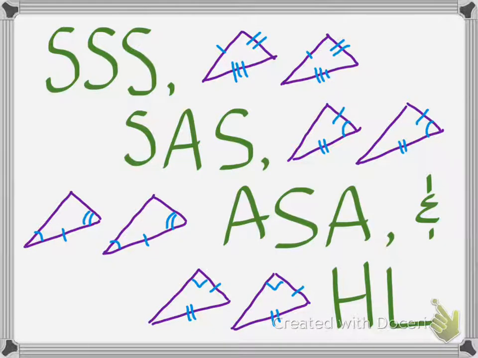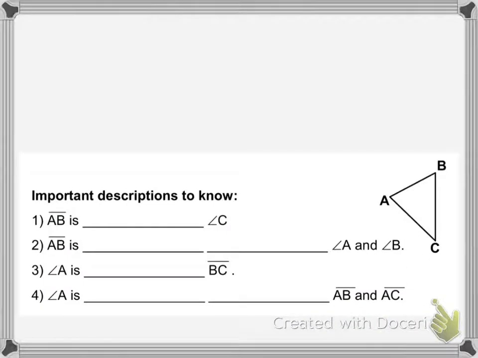Hi students, today we will talk about SSS, SAS, ASA, and HL postulates. Right now you're not sure what those are or what they are meant for, but we will discuss. So I want you guys to remember that this whole unit is about congruent triangles, okay?